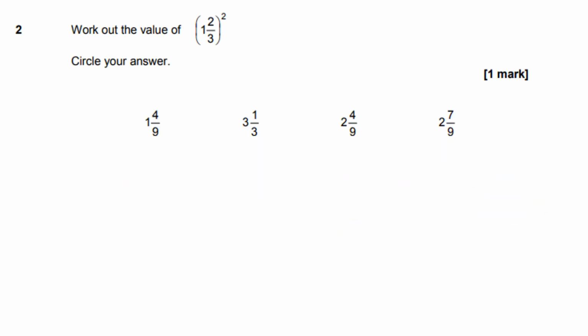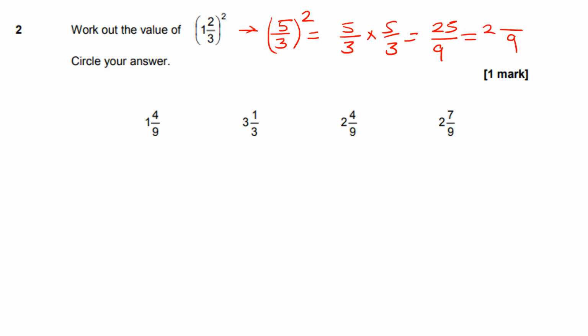Question number 2 is asking us to work out the value of 1 and 2 out of 3, squared. So what I would do straight away with these types of questions is write it down as an improper fraction first. So I would do 3 times 1 is 3, plus the 2 is 5. So that's going to be 5 out of 3 squared. Remember, this would mean that it's going to be 5 out of 3 times 5 out of 3. So you're squaring 5 and squaring 3. That's 25 out of 9. We'll then write it down as a mixed number, so it's going to be 9. 2 times 9 is going to give us 18, plus the 7 is going to be 25. So this is how I get full marks from this question.